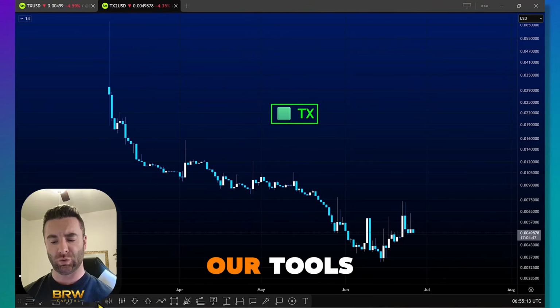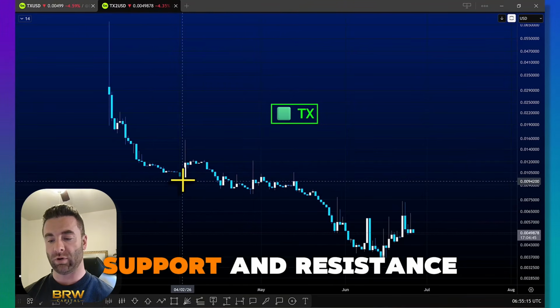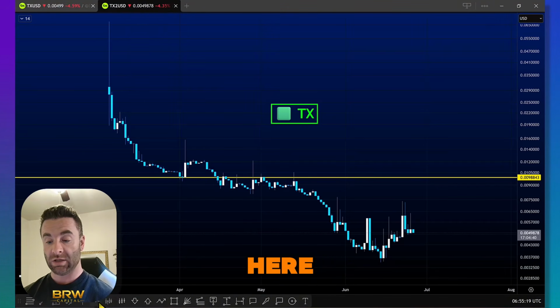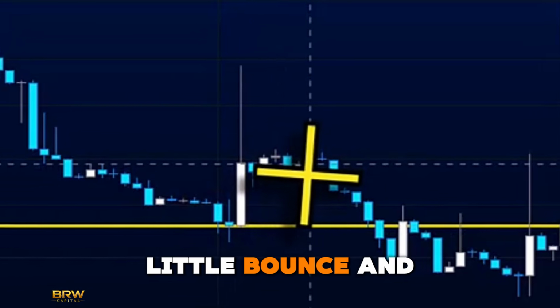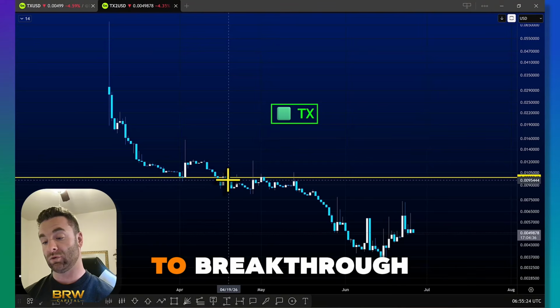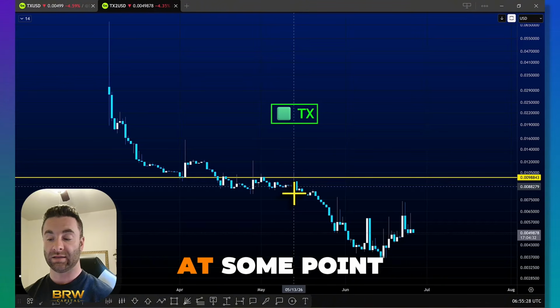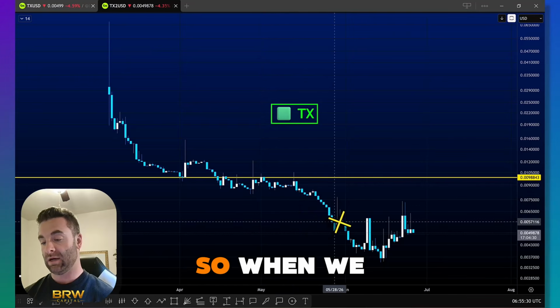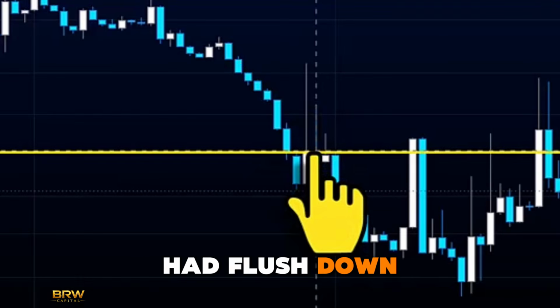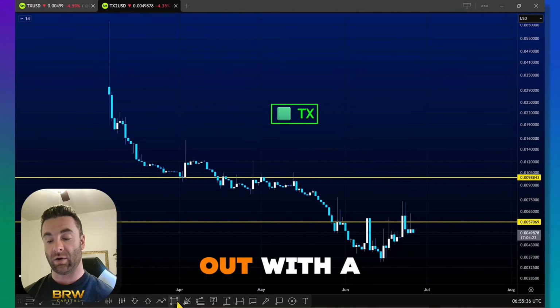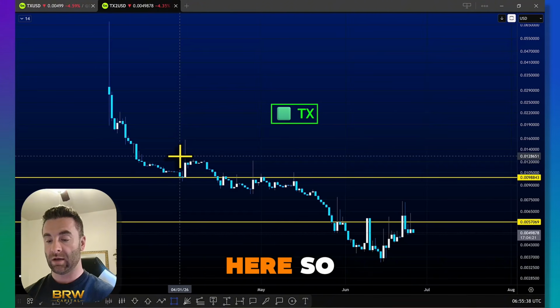So if we take some of our tools, we can use support and resistance to sort of measure and see what is it telling us here. So obviously we had a little bounce, and then we tried to break through, but we couldn't several times, and then obviously at some point you just flushed down. So when we had flushed down, we had found another base. So we had two bases, and I can actually draw this out with a little square here.